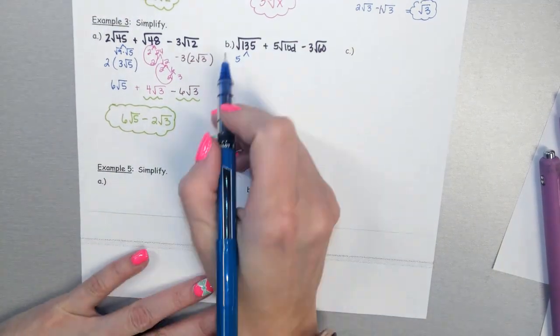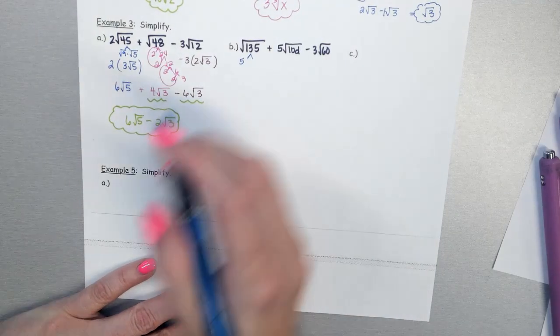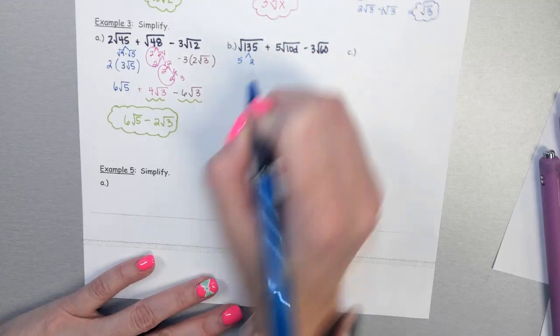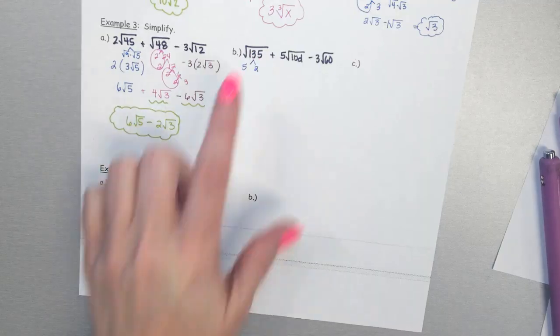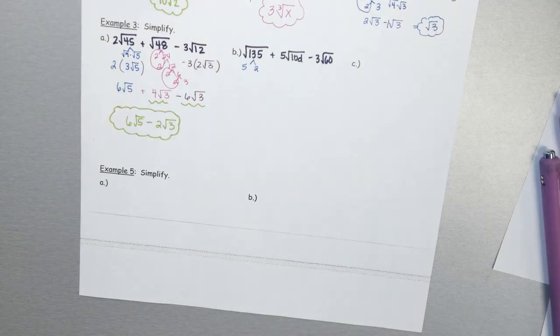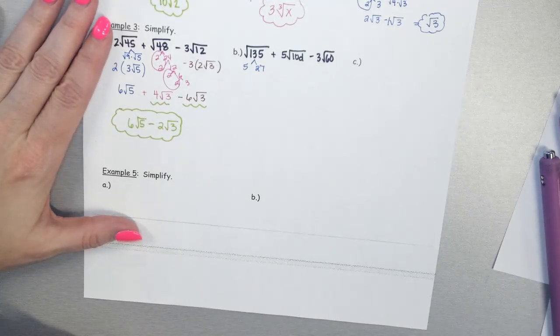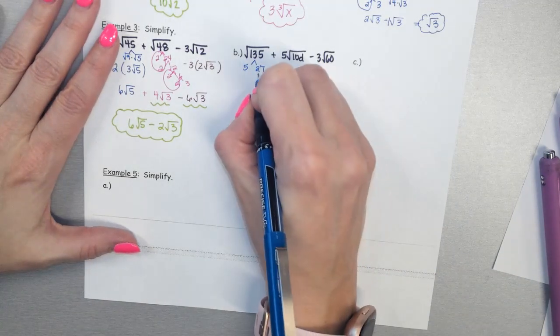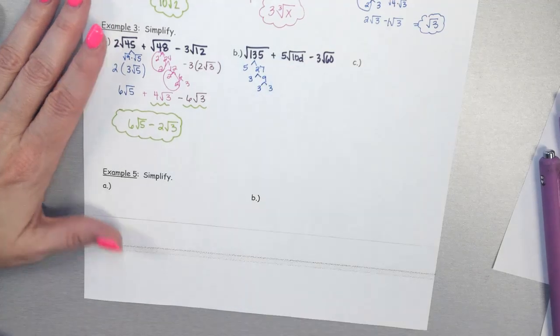Okay, so 5 goes into 13 how many times? Twice, because you get 10, right? 5 times 2 is 10. Okay, 13 minus 10 is 3. So how many times does it go into 35? 7 times. Okay, you can also set up your long division, that's fine. Okay, and then this would be 3 and 9, which would be 3 and 3.